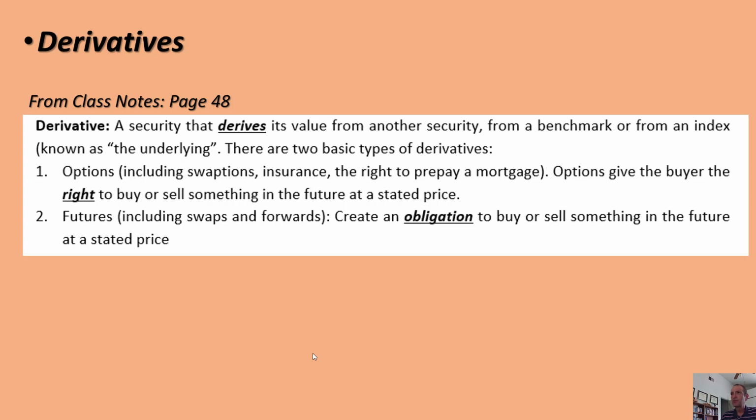So let's talk about derivatives. Why is it called derivative? Well, a derivative is a security. By security, that means it's traded on an exchange, although there are some derivatives that are not securities. We'll talk about them. But it's a security or an asset that derives its value from something else. So it's a derivative or something else. It could be from another security. It can be from a benchmark or an index.